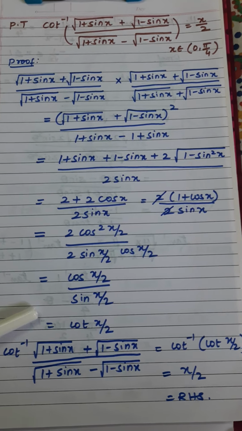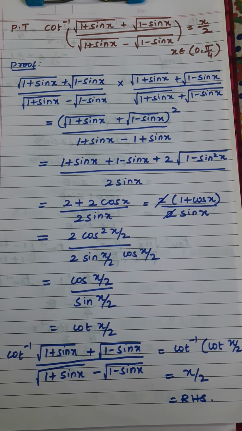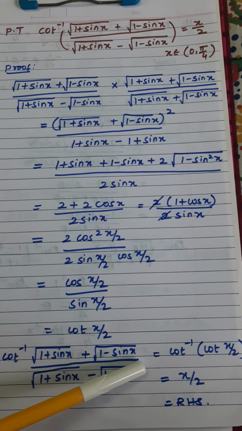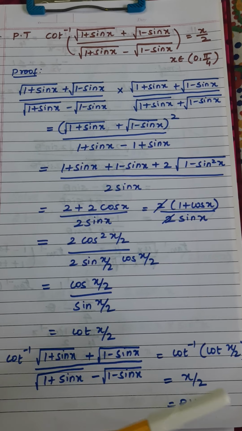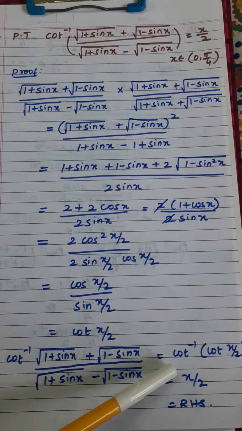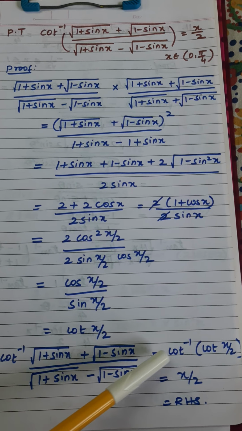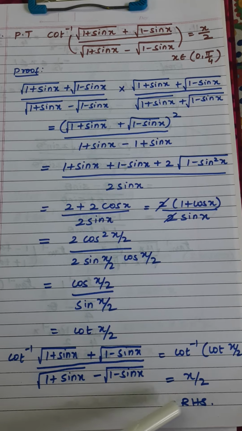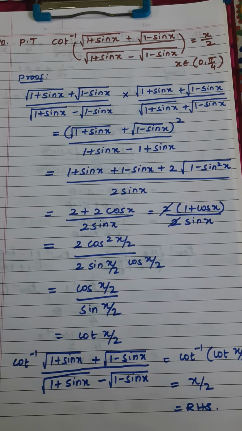So when we simplify this expression, we get cot x by 2 as the answer. Now we are going to apply cot inverse on both sides because that is the required LHS. So cot inverse of the expression, and the answer for this expression is cot x by 2. So cot inverse and cot will get cancelled. The remaining is x by 2, that is the required RHS. So this is the required proof. Once again you go through it.